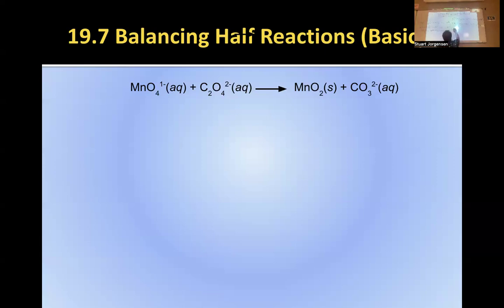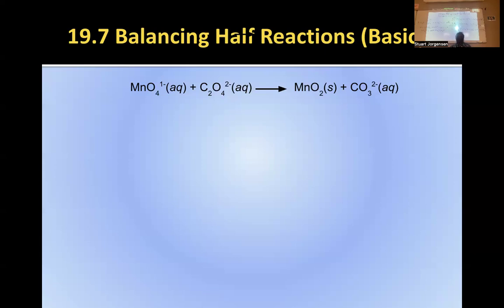We got 2 H2O plus 3 C2O4 2 minus plus 2 MnO4 1 minus, reactants. 6 CO3 2 minus plus 4 H plus plus 2 MnO2. Close. If this is acidic, we'd be done. Well, we're not. What are we?